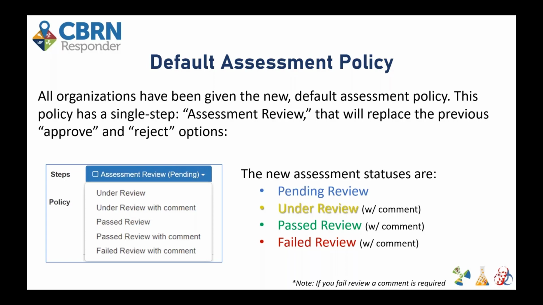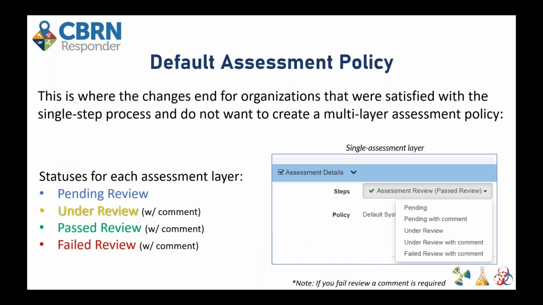So you can add a comment with all of these. I will note that if you are failing an assessment review, you are required to enter a comment along with it. So if your organization is used to using the one-step policy in CBRNResponder, then no other changes there are needed. You do not have to utilize the multi-layer assessment policy, but this is the new update just for the one step. So by default, everyone starts out with this assessment policy.